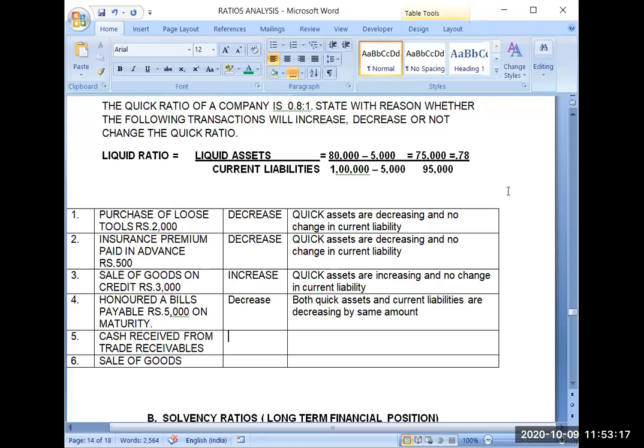So there are two components of liquid assets getting affected. Cash is increasing and trade receivable is decreasing by the same amount. So there will be no change in the amount of liquid assets practically. So that's why liquid assets will not change. And because in the journal entry there is no current liability getting affected, that's why current liabilities will also not change. So because in numerator and denominator no number is changing, that's why the ratio will not change.